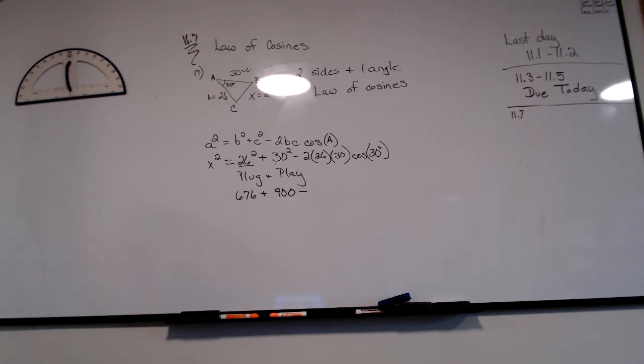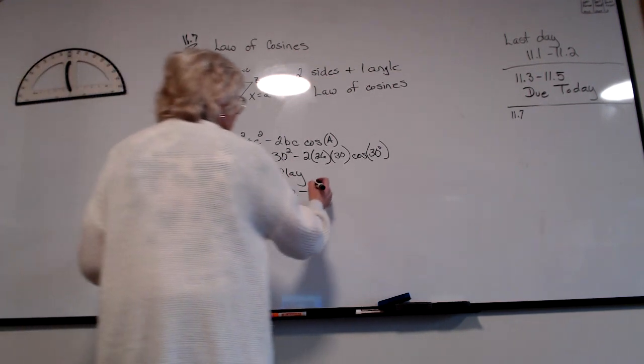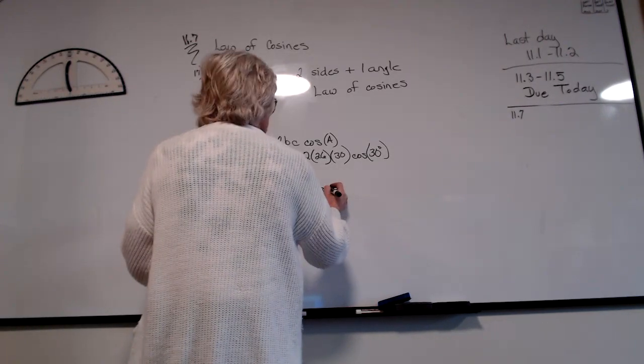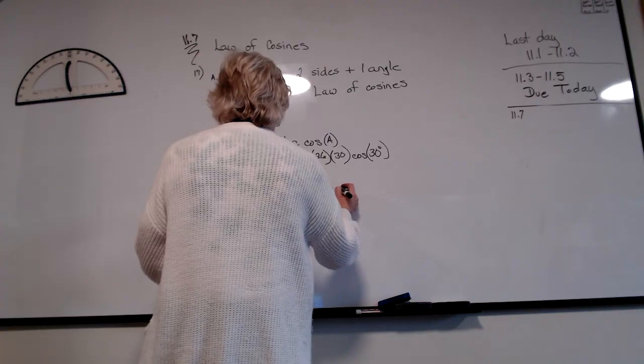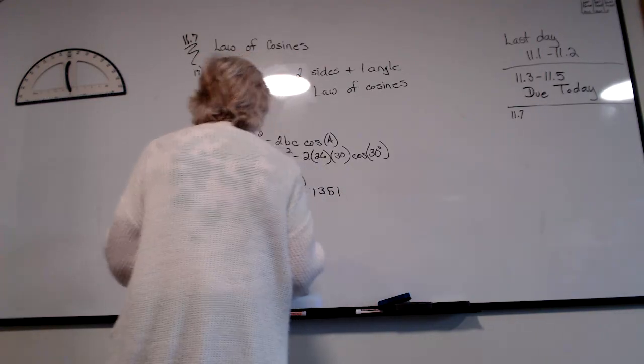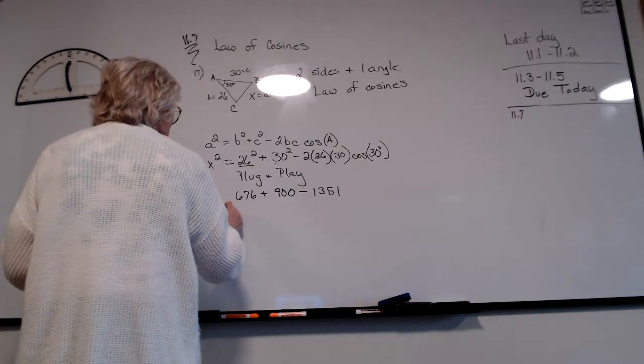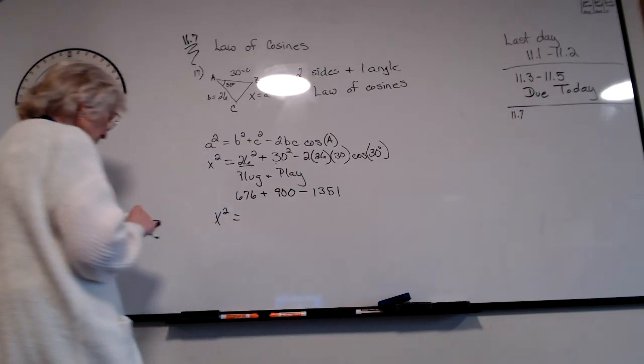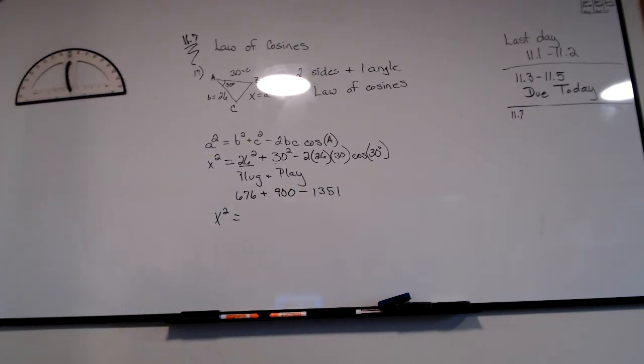So I just times 2 times 26 times 30. Isn't that 1560? I was missing one. I had an extra calculator stuck in my spot. Wait, hold on, what did you do? How'd you get 1350 when you add those together?